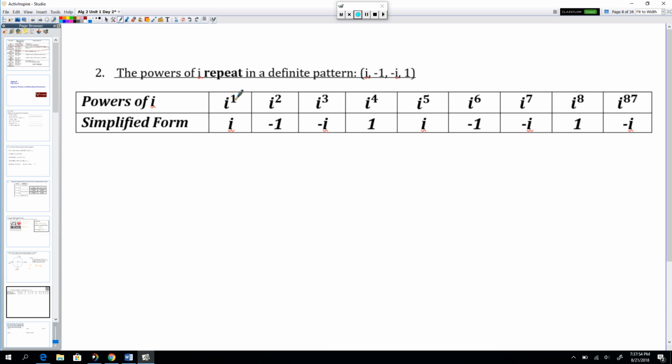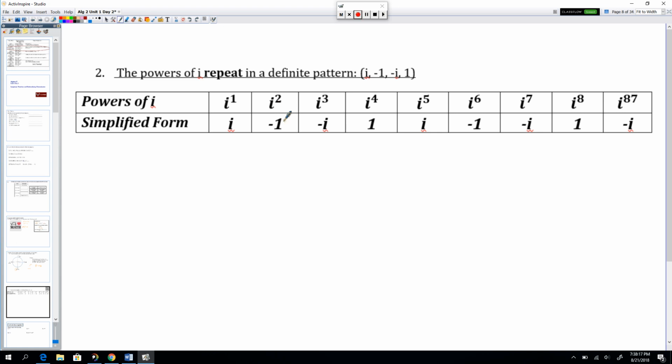So i to the 1 power is i. i to the 2 power, which we saw at the beginning, is -1. i to the 3 power, well, if you think of that, that's just i to the 1 power times i to the 2 power. So that's -1 times i, which is -i. i to the 4th power, well, we can think of that as i to the 2 power times i to the 2 power.